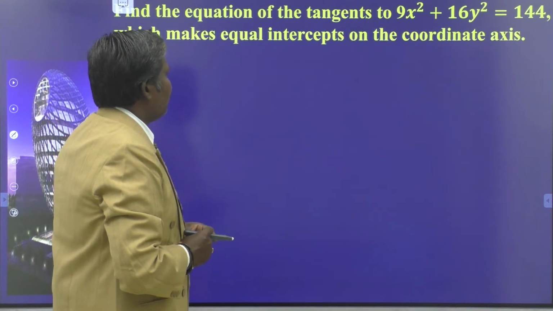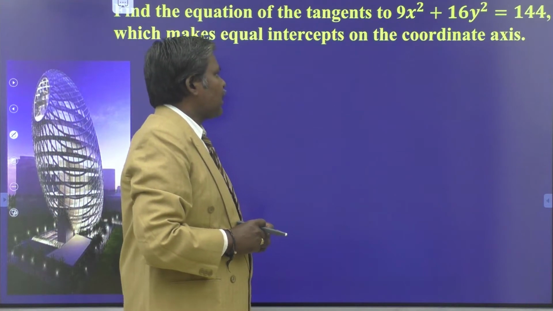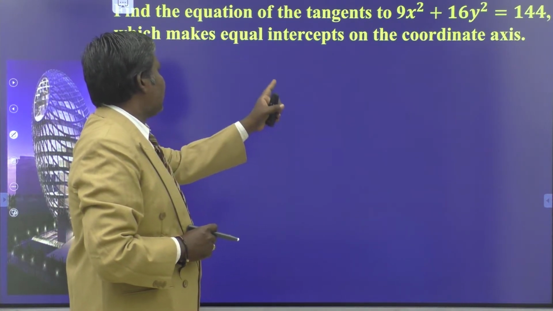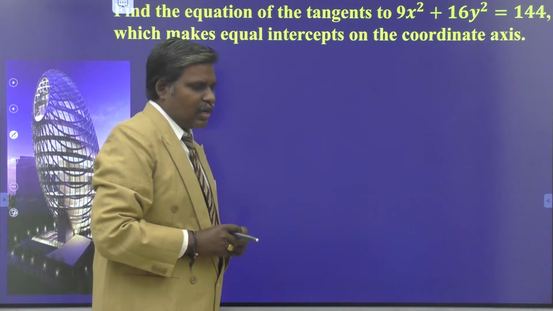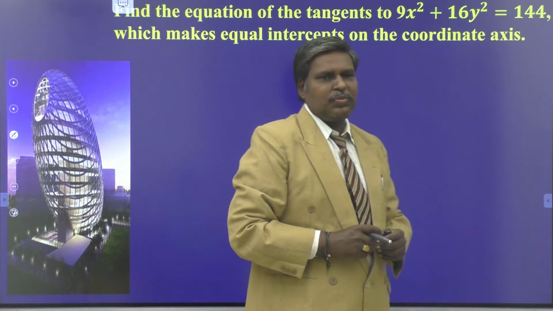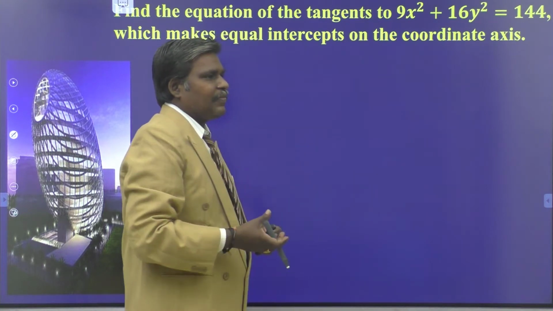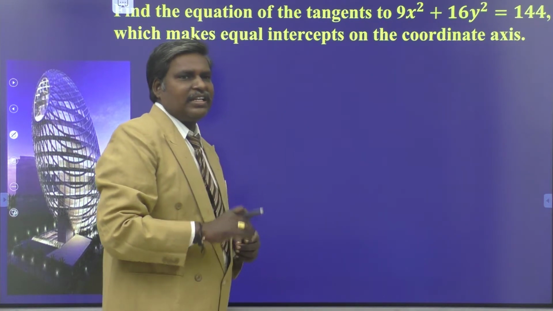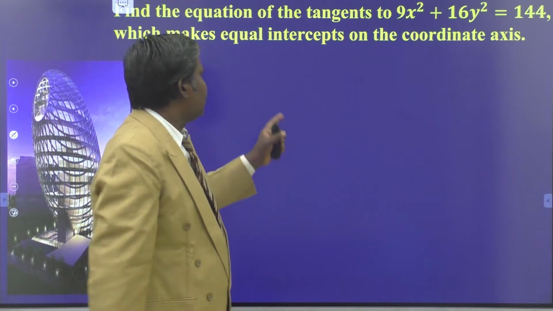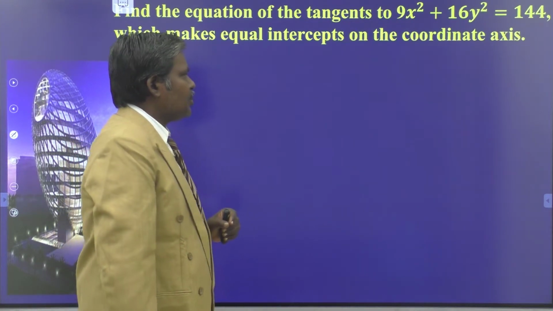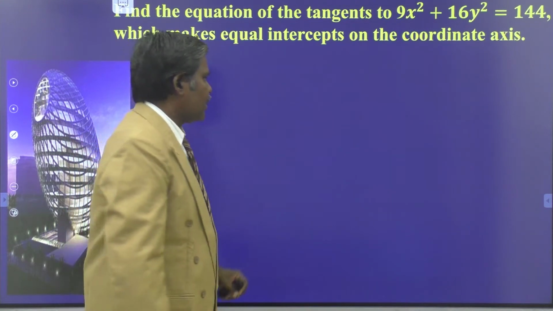Find the equation of tangents to 9x square plus 16y square equal to 144, which make equal intercepts on the coordinate axis. That means the length of x-intercept is equal to the length of y-intercept made by that line. What is our line? Tangent to what? 9x square plus 16y square is equal to 144.